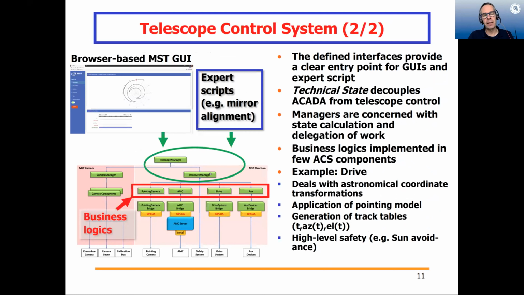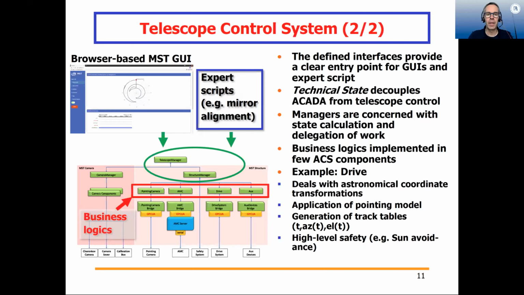And the nice thing about it is that all these telescope components here in the green ellipse, they are defining a clear entry point, not only for Arcada, but also for us telescope people. So we, for example, have browser-based GUIs or expert scripts that are also accessing these entities here and can work with them without knowing how many ACS components we have behind them. And that means that these managers are basically concerned with the state calculation and the delegation of work.